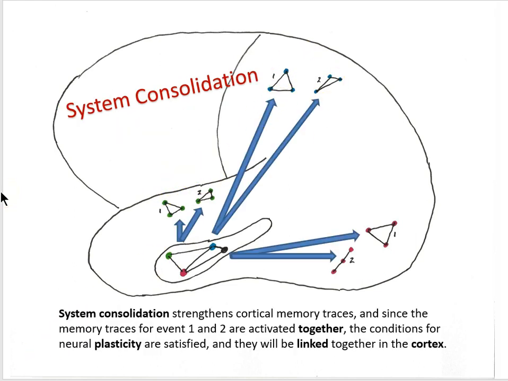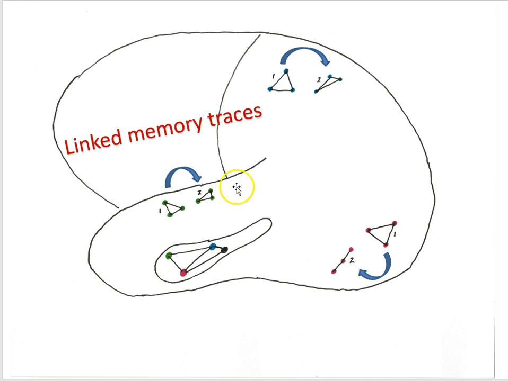And again, system consolidation comes along. And recall that the process is such that the hippocampal memory traces get reactivated and then they're used to strengthen the cortical memory traces. Well, since the memory traces for event 1 and 2 are activated together, the conditions for neuroplasticity are satisfied in the cortex, so the memory traces for event 1 and 2 will tend to be linked together in the cortex. And this then is how system consolidation can begin to build networks of knowledge. Here, the memory trace for event 1 and 2 will be linked together in our cortical system.